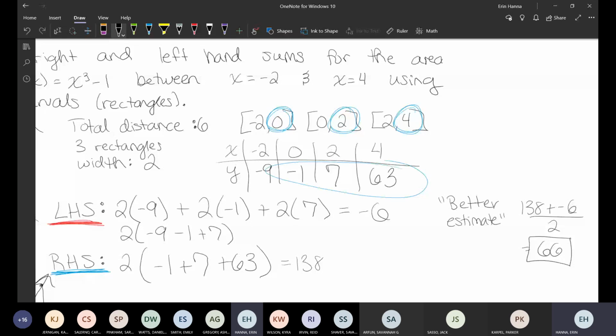So that would be the best estimate we can get from the 3 rectangles, left-hand and right-hand side: we can average them together and get that.